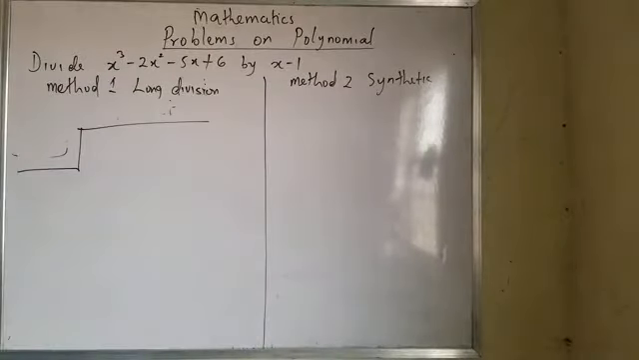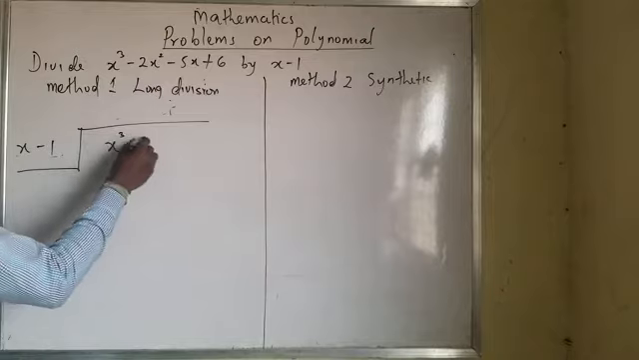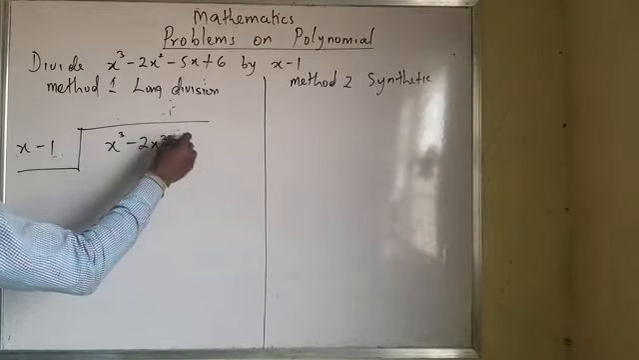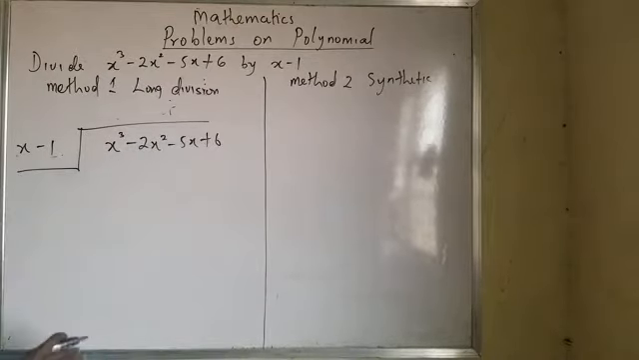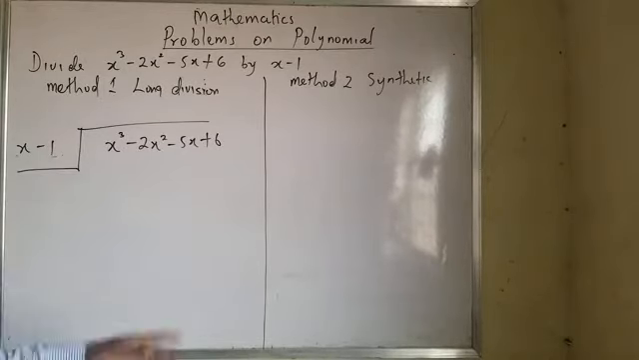Now, look at this problem. I have this type of problem. My divisor is x minus 1. My dividend is x cubed 2x squared 5x plus 6. Now, I want to find my remainder and my quotient.